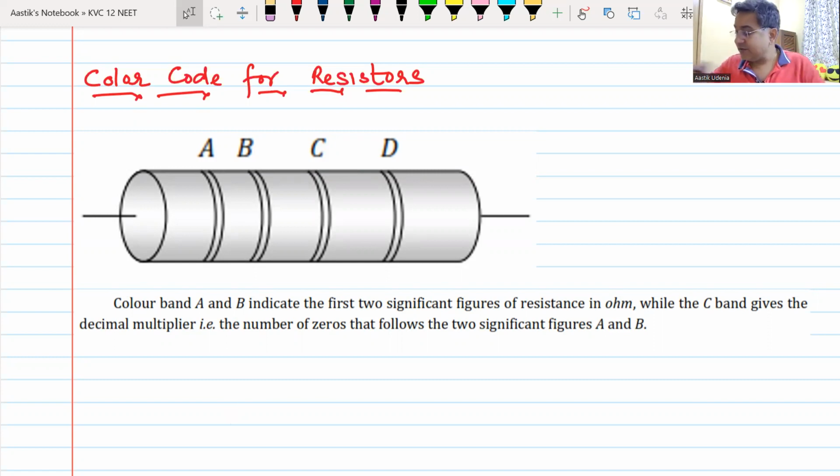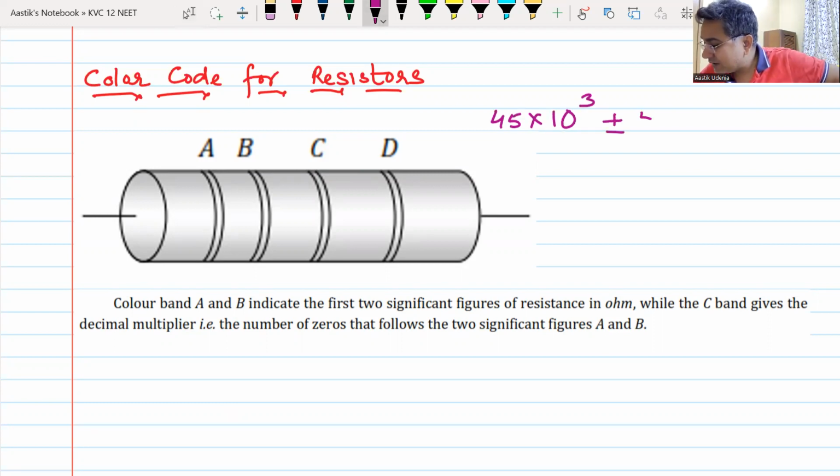So A and B give you the color coding. For example, if I have a resistor which is 45 into 10 raised to the power 3 plus or minus 5%. This is how normally the coding is given. This is how normally the resistance value is given.